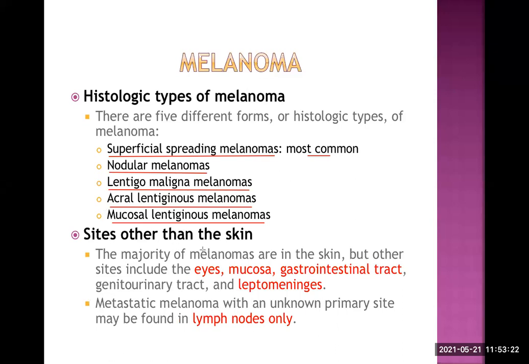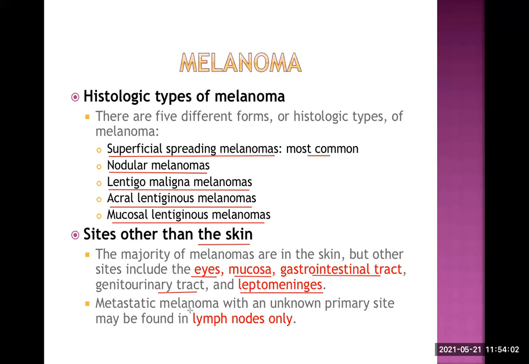Now, what are the sites other than the skin where melanoma can develop? So you can answer that safely now. There may be the eyes, any other mucosa where the melanocytes are present, the whole GI tract, genitourinary tract, and even the leptomeninges, because melanocytes are present there also. So theoretically, any of these areas can have melanoma. But practically, it is much more common on the skin, and then very rarely in these areas.